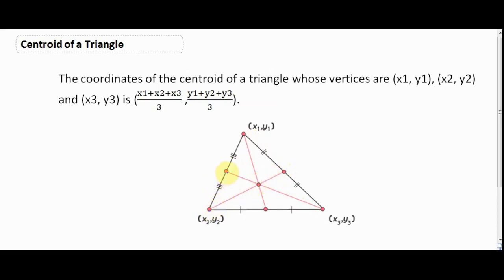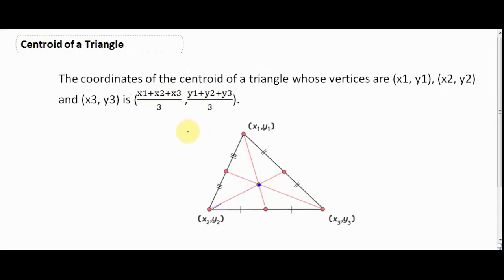A median is a line drawn from the center of one side to the opposite vertex. So a triangle will have 3 vertices and 3 medians. Let the coordinates of the vertices be (x1, y1), (x2, y2) and (x3, y3). In that case, the coordinate of this point, the centroid, will be x1 plus x2 plus x3 divided by 3, and the y coordinate will be y1 plus y2 plus y3 divided by 3.